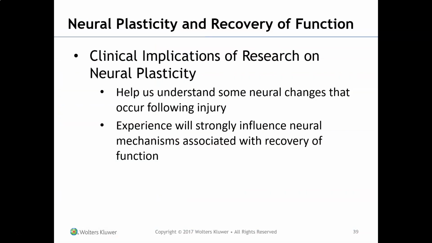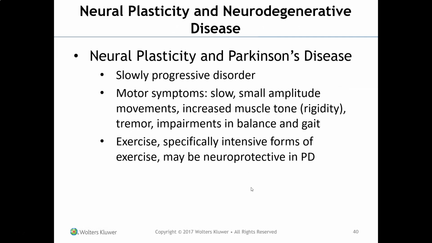So the clinical implications of research in neuroplasticity help us understand some neural changes that occur following an injury. Experience will strongly influence neural mechanisms associated with recovery and function. So do the best you can: use repetition, use something that works, highly motivate the patient, be patient yourself, and I think you'll get good outcomes.